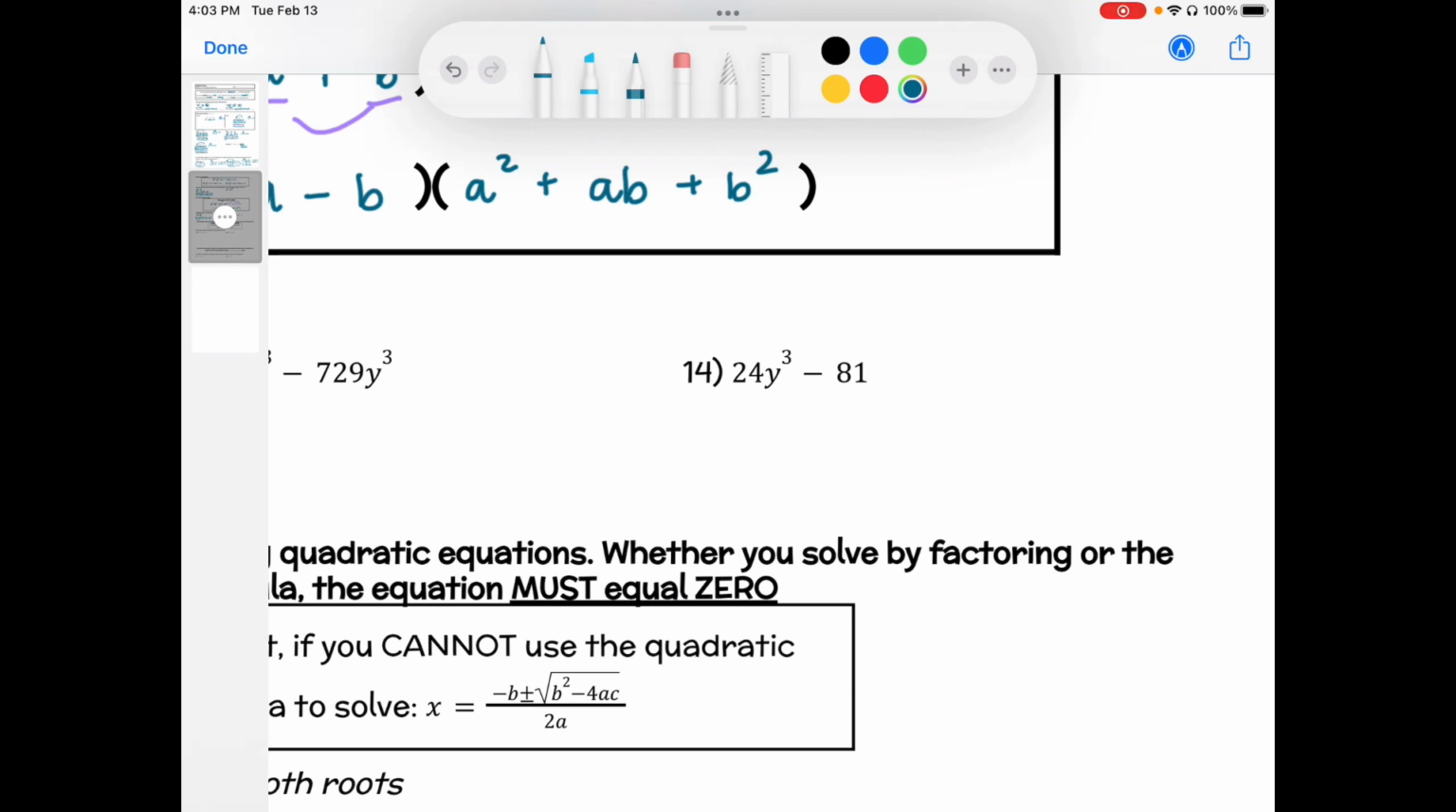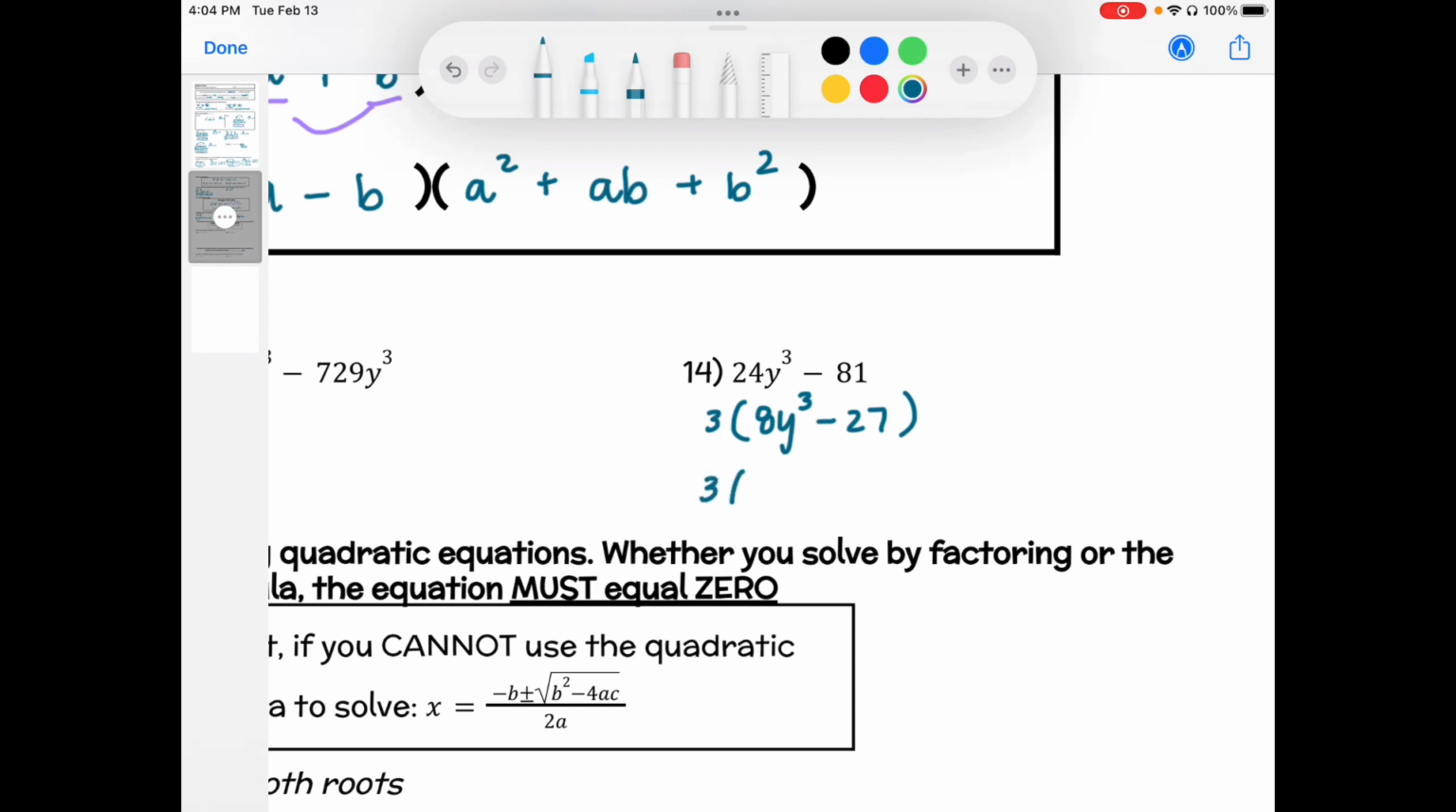So first thing we would need to do is factor out a GCF. So I'm going to see what I can divide both of these numbers by. In this case, it would be 3. So if we divide them both by 3, then we'd have 8y cubed minus 27. And now if we look inside our parentheses, now we have perfect cubes.